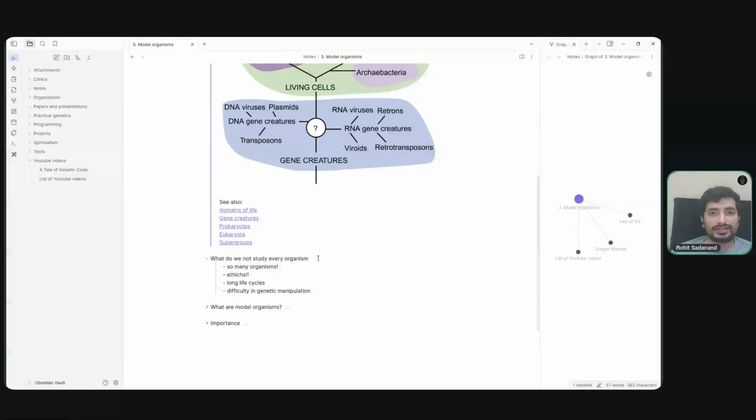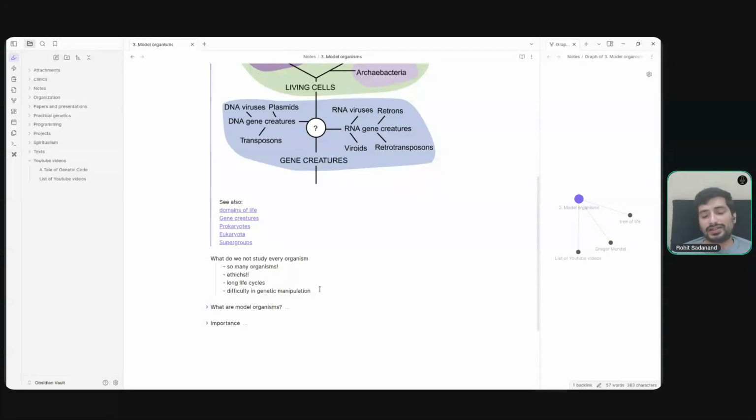So ethics are also involved when experimentation is with living organisms, right? So that is why we have to select an appropriate organism, a model organism, which would give us the most information with the least amount of pain to anybody, right?